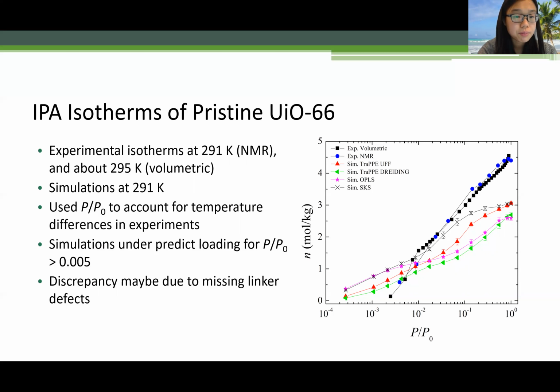Our guess for the discrepancy between experiment and simulation is missing linker defects.